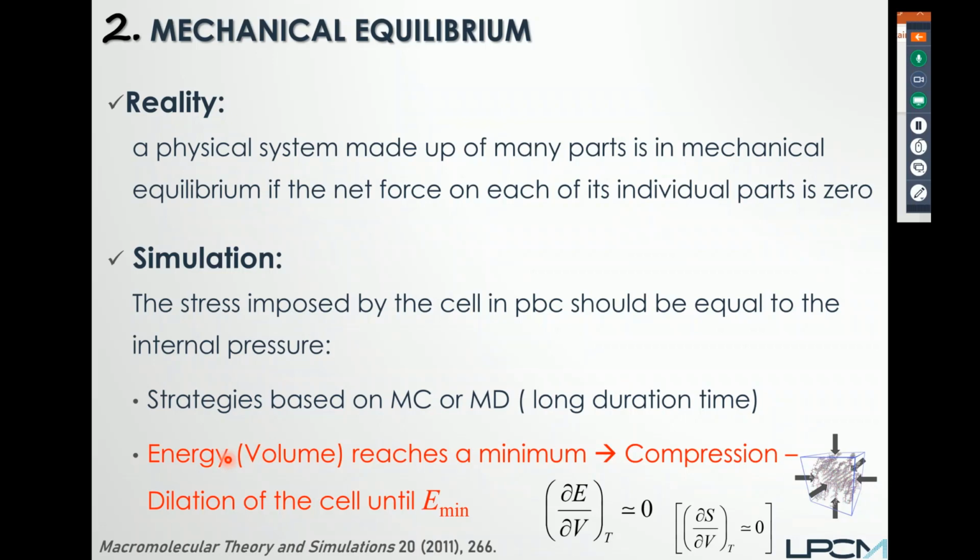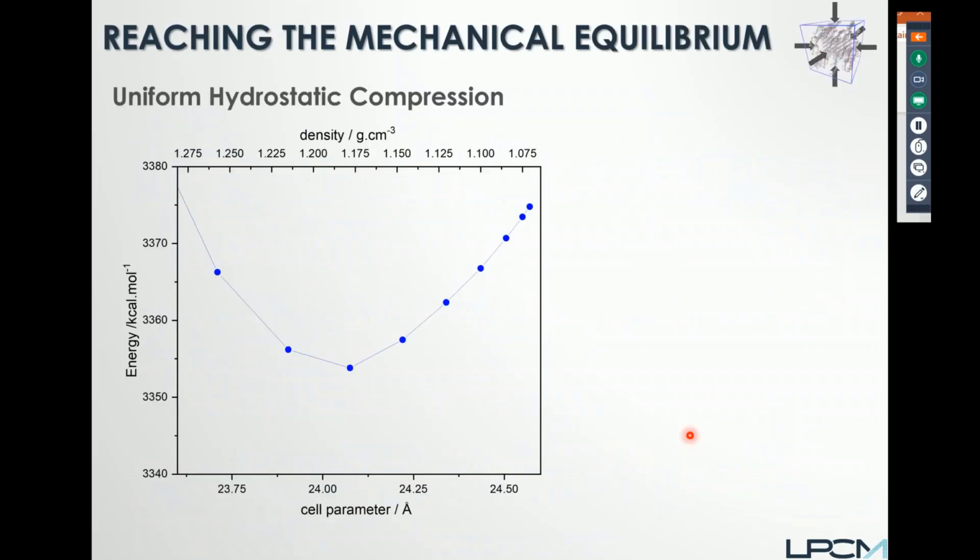So when you compress, you plot the energy with respect to the volume, and then you reach a minimum. At the minimum, the derivative of the energy with respect to the volume equals 0. However, you have to consider that you are in the glassy state, so you can say that the derivative of the entropy with respect to the volume is negligible. Okay, so we go into details about reaching the mechanical equilibrium.